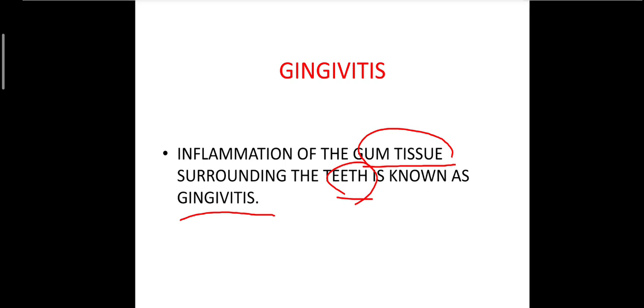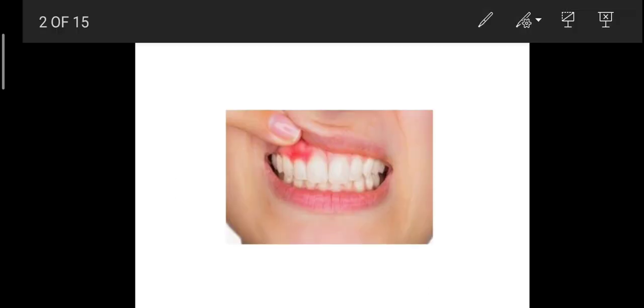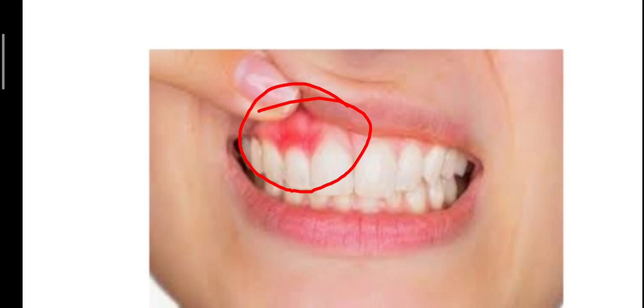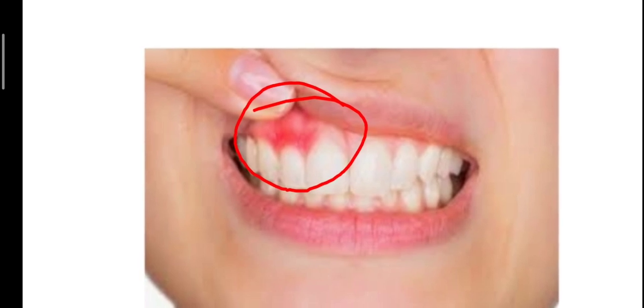Okay, I will show you an image of gingivitis. So here, can you see this? The inflammation of gum tissue surrounding the teeth. I will zoom this for you. Okay, now is it visible? Now here, can you see this? The inflammation of the gum tissue.